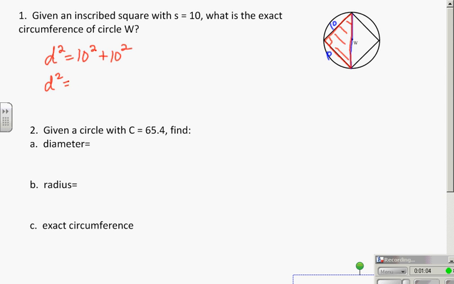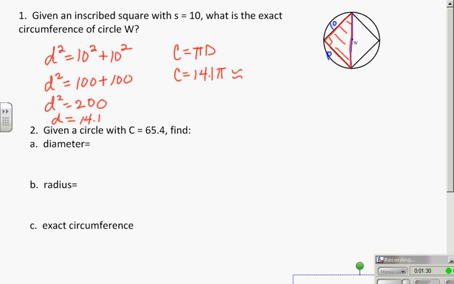And so I know the diameter squared is equal to 100 plus 100. The diameter squared is equal to 200. Undo squaring with square root. The diameter is 14.1. Take the diameter to the circumference formula. And our exact circumference is 14.1 pi, which is approximately 44.5 units. When we get to handling radicals exactly, I'll show you how to do an even better exact answer for circumference.